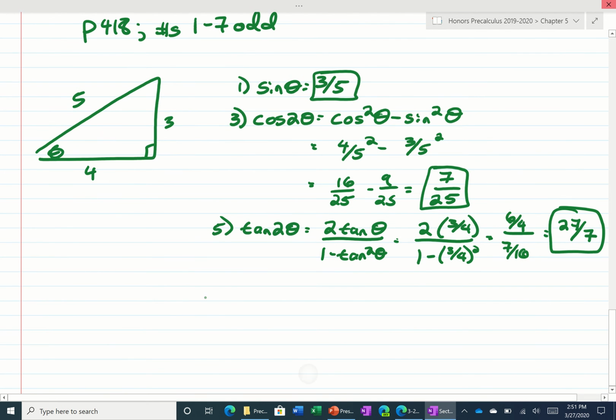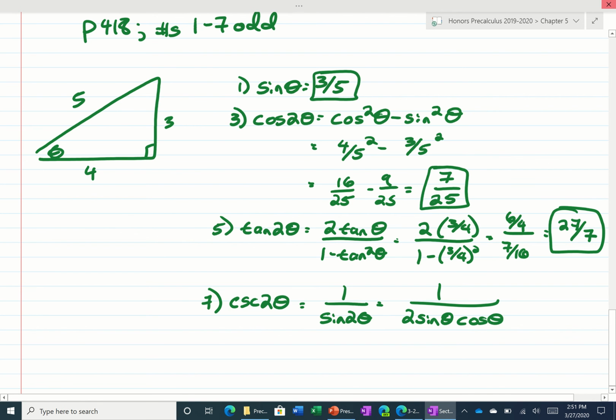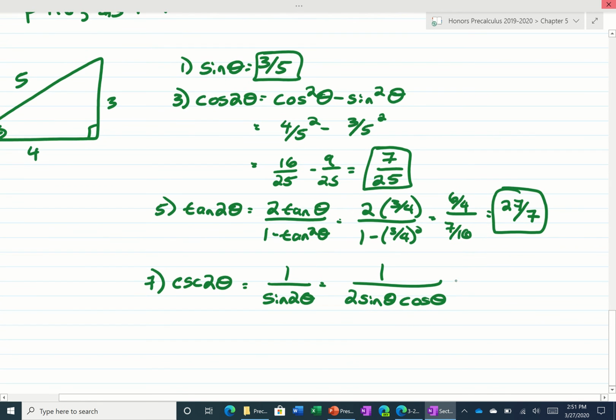And then for number 7, it's asking us to find the cosecant of 2 theta, which we know is 1 over the sine of 2 theta. The sine of 2 theta was 2 times the sine of theta times cosine theta, which for this triangle would be 2 times 3/5. Cosine would be 4/5.